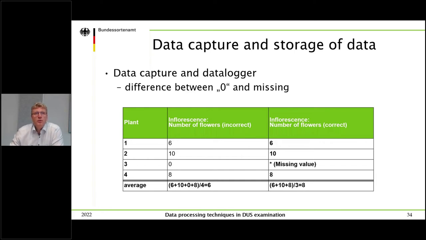You can see it here in column 2, plant 3, zero is not correct, then you see the average is 6. The correct result for the average number of flowers is 8. See it here in column 3. For plant 3, we have a missing value, so we have the average 8. Depending on the software, special kinds of codes are used, e.g. blank, dot, star, or other. Using the figure zero for missing values instead of a code may lead to a wrong calculation of the average.